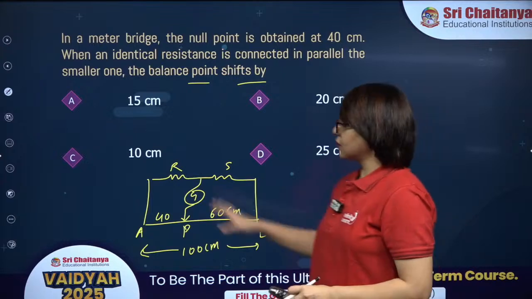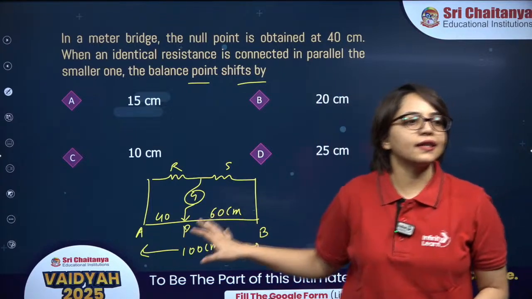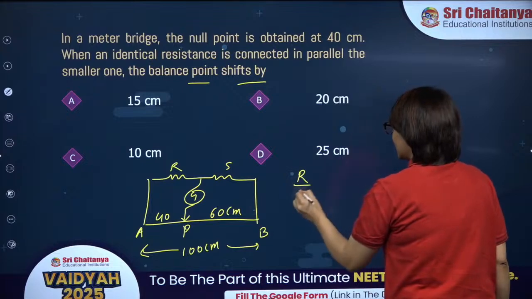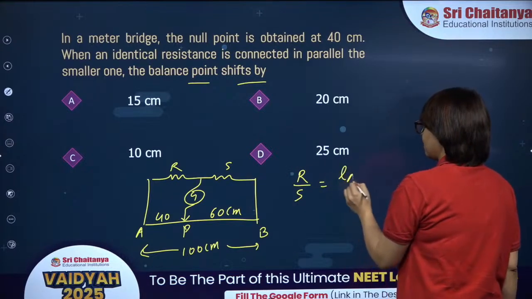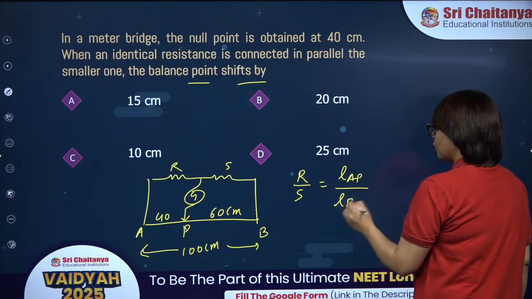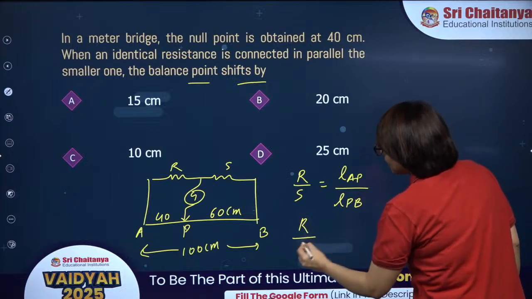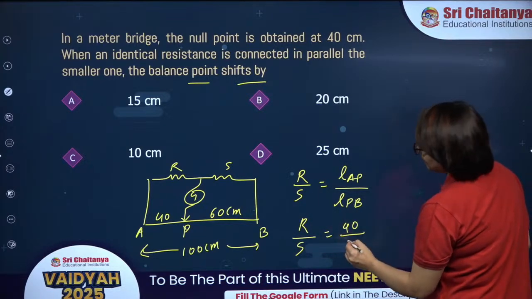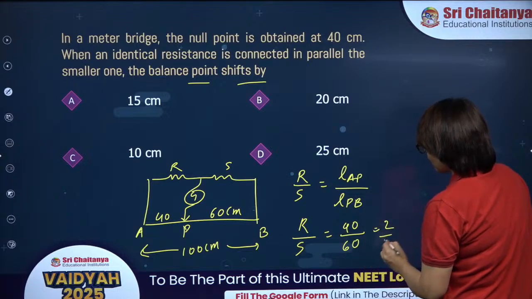So it is nothing but the balanced Wheatstone bridge, right? So the ratio of R to S is what? Length of AP wire divided by length of PB wire. So R upon S is, length of AP is 40 centimeter, PB is 60 centimeter, so it is 2 by 3.